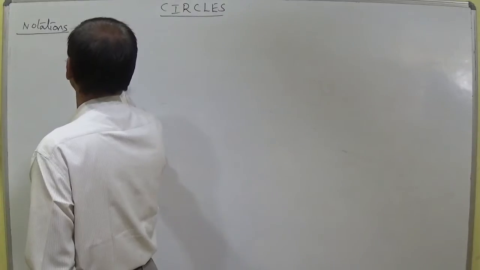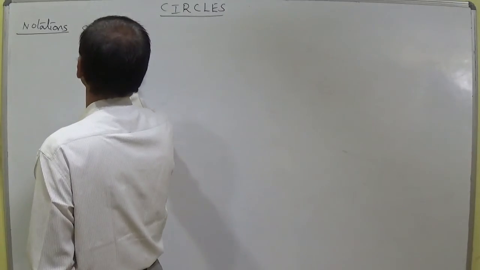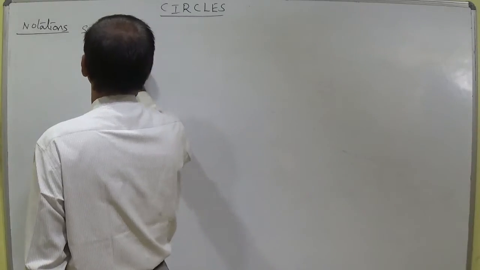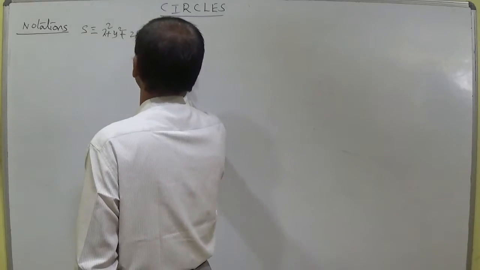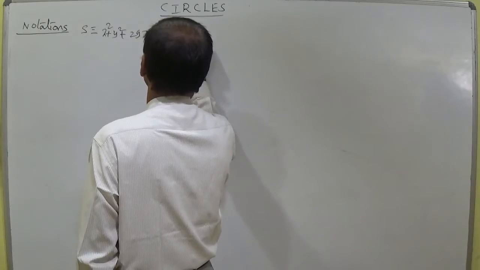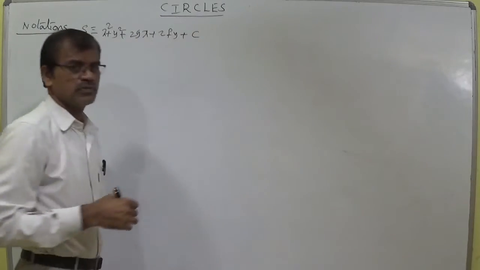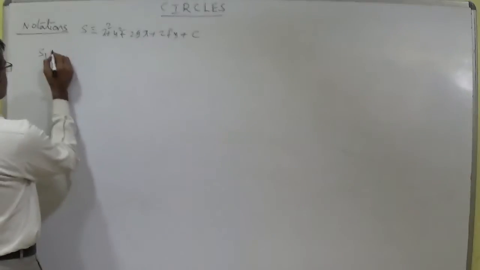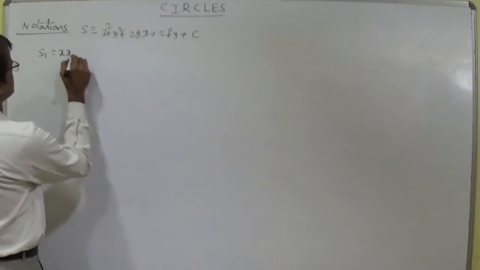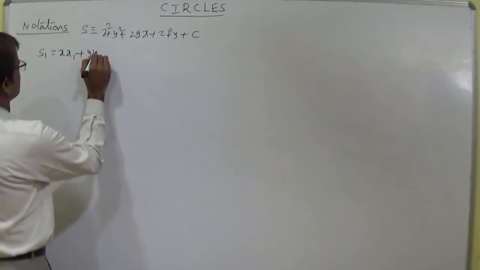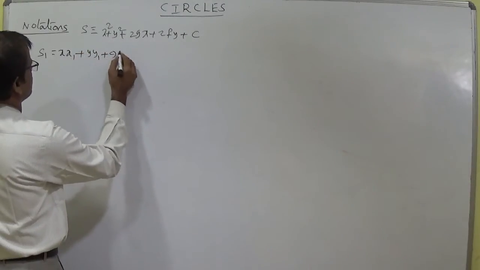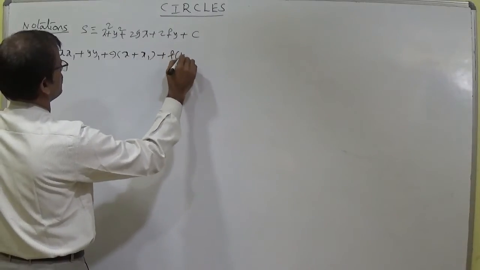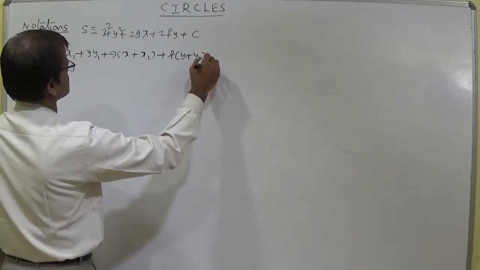Here S is equal to the circle equation. S means x square plus y square plus 2gx plus 2fy plus c. That is the S notation. Next, S1. S1 means xx1 plus yy1 plus g into (x plus x1) plus f into (y plus y1) plus c.